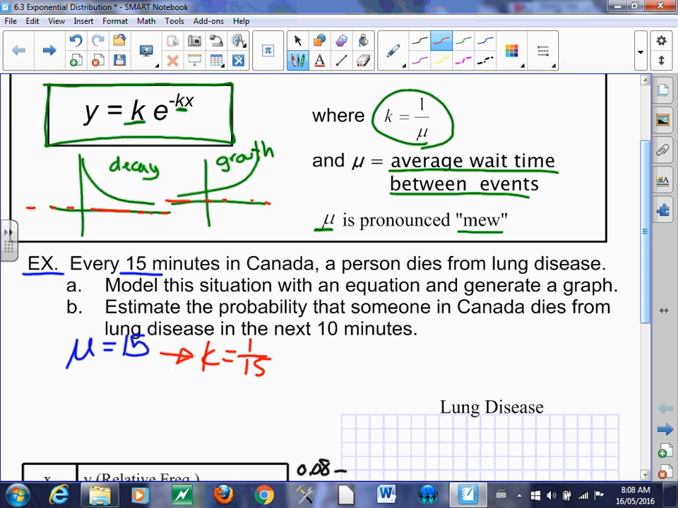And then we plug it into the formula. So y equals K, which is 1 over 15. And then E, you know that's a special button on your calculator already. To the negative 1/15 x. Okay. Awesome. Now, what we want to do here, folks, is we want to identify what the random variable is, okay? And x is the number of minutes between events.